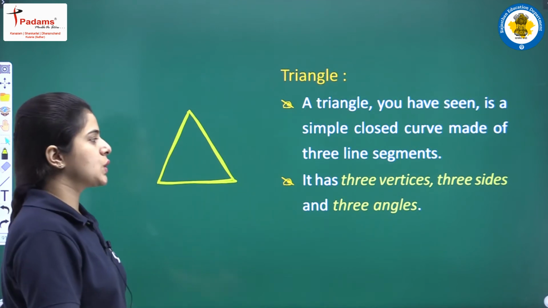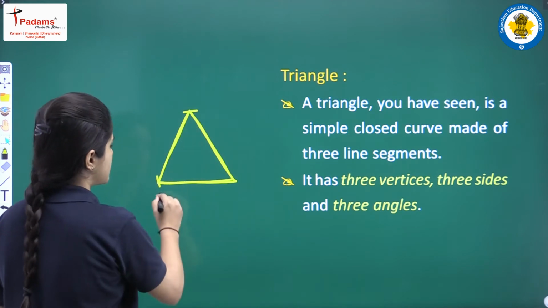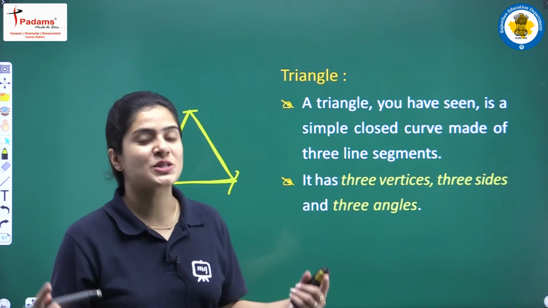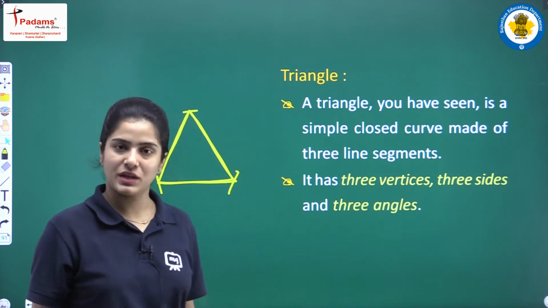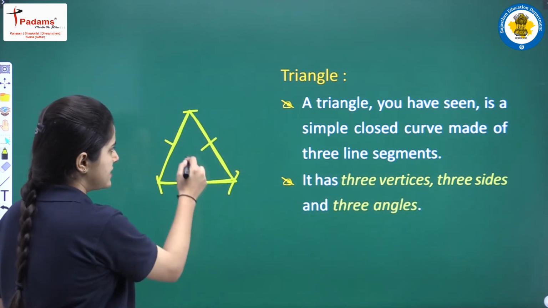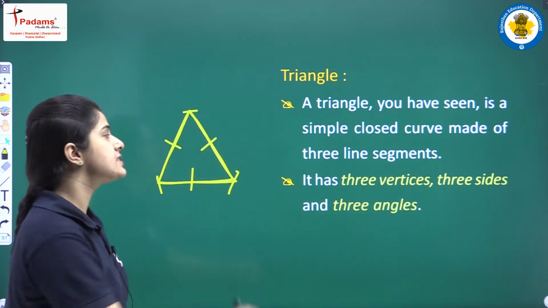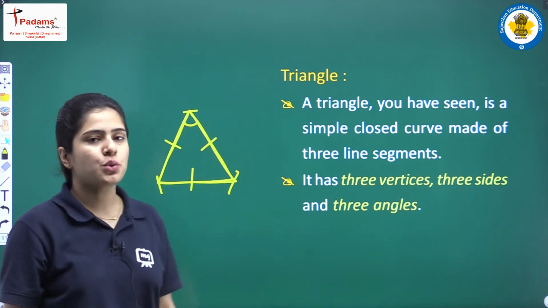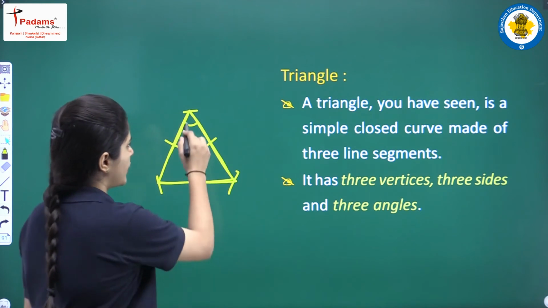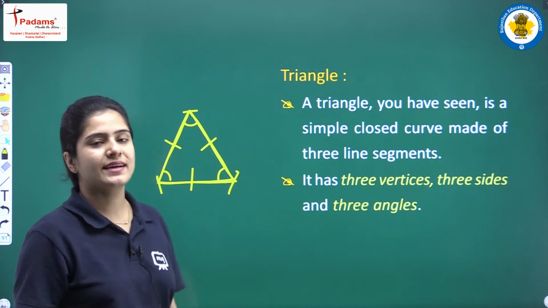Okay, students, so it has 3 vertices. Vertices means this point, this point, and this point. These are the vertices, where 2 line segments meet. And it has 3 sides. Sides means line segments, right, students? And it has 3 angles. Angles are made when 2 lines or line segments are joining. So first angle, second angle, and third angle. So this is what a triangle is all about.